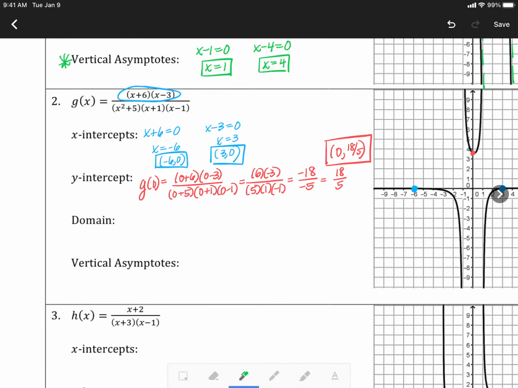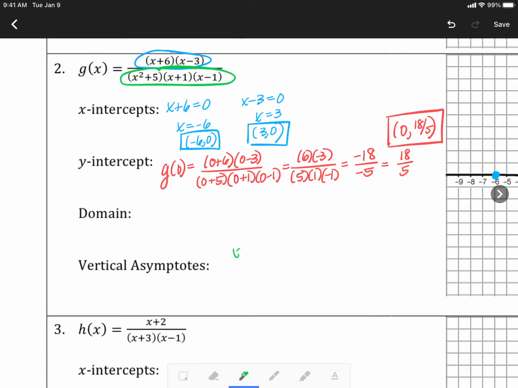Our vertical asymptotes come from the denominator, so let's set each one of those equal to 0. X squared plus 5 equals 0, x plus 1 equals 0, and x minus 1 equals 0. Okay, subtract 5 from both sides. X squared equals negative 5. Take the square root of both sides, and immediately I have an imaginary number. X equals plus or minus radical 5 i. We're not going to graph those. Imaginary numbers do not appear on the graph, so we're not going to worry about those ones. We're just going to skip past them.